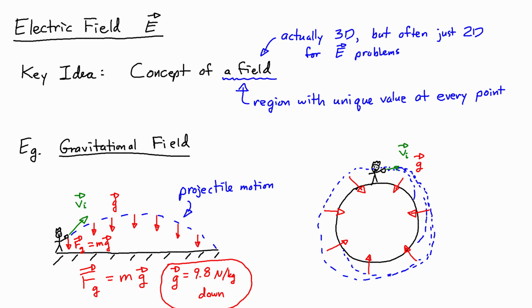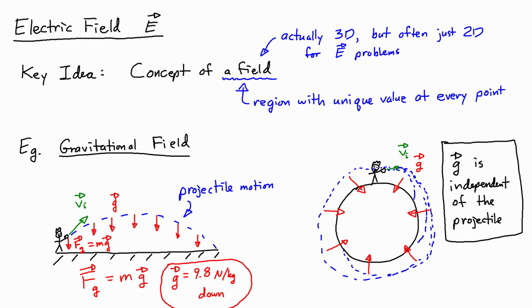The neat thing, or the important thing to notice about this, is that G, the gravitational field, is independent of the projectile. So again, remember we have F of G, the force of gravity, is equal to the mass of the projectile times G, and the force that object feels depends on the object.